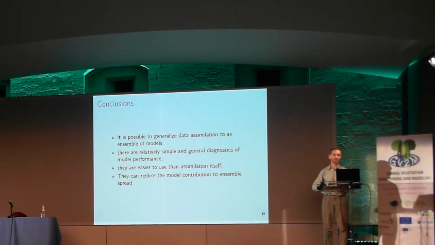There are some relatively simple and general diagnostics you can make of model performance. They're actually easier to use than data assimilation itself. And it looks from the examples I've seen so far that they'd be pretty easy to apply to things like terrestrial model comparisons, and that they can significantly reduce the uncertainty you get due to an ensemble spread. That is, the data can tell us not only about the dynamics of a given model, but can compare the dynamics of various models quite successfully. I'll stop there.